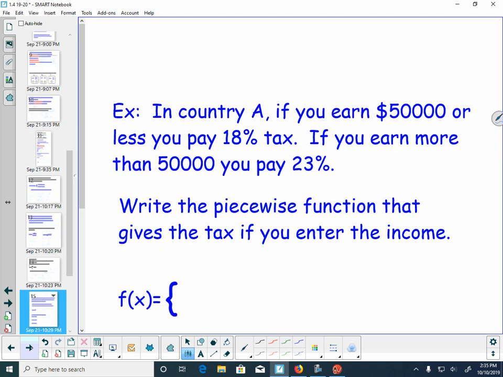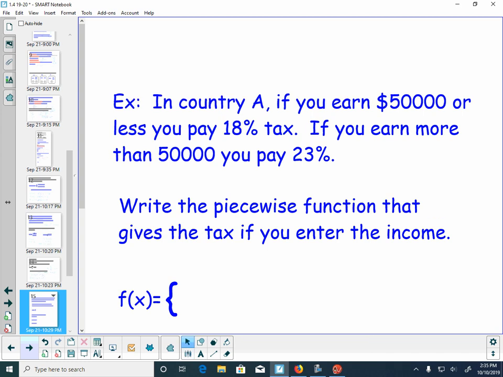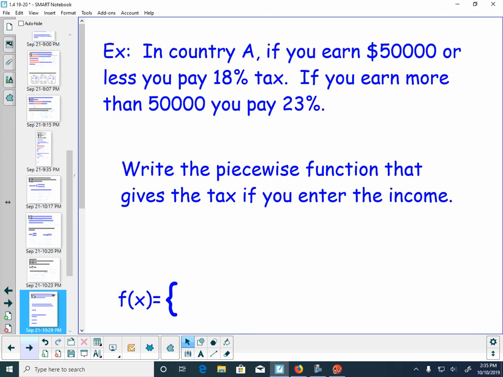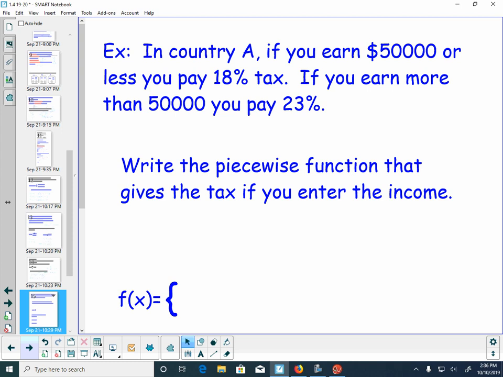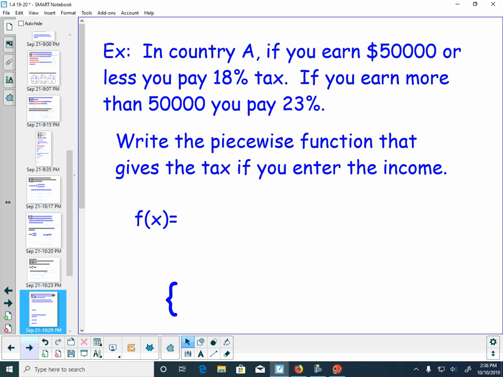All right. So in this problem, it says in country A, I'm not naming the country, I'm making this up. In country A, if you earn $50,000 or less, you pay 18% tax to the government. If you earn more than $50,000, you pay 23% in tax to the government. So write the piecewise function that gives the tax if you enter the income.